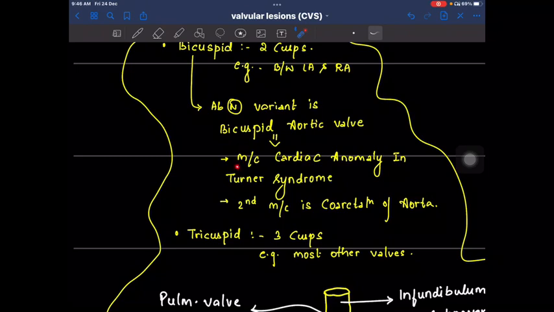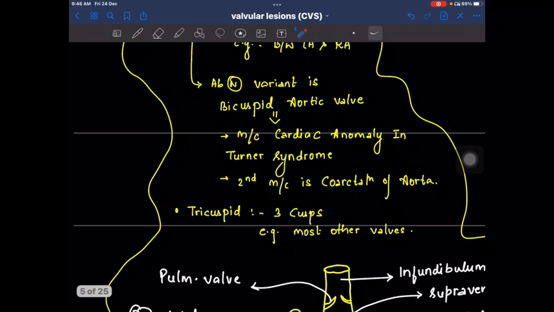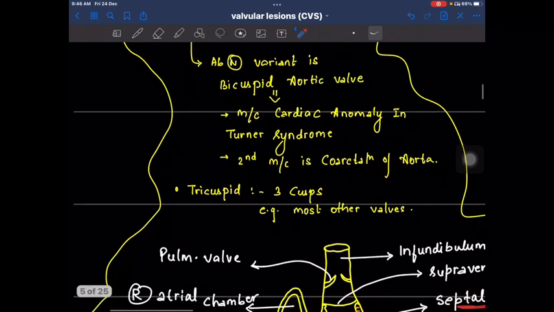The most common cardiac anomaly in Turner syndrome is bicuspid aortic valve. This is a very, very important question. It will be asked in some exam or the other. The second most common cardiac anomaly in Turner syndrome is coarctation of the aorta. This is also very important.